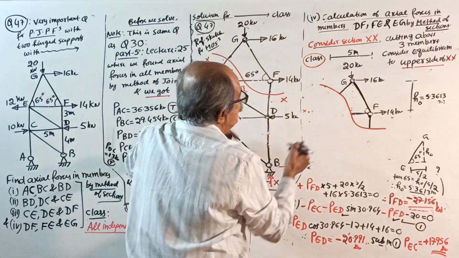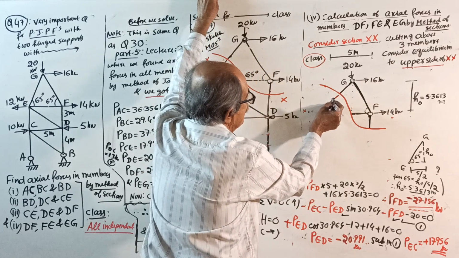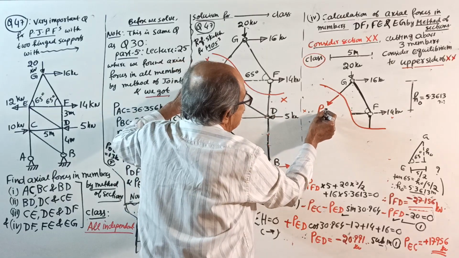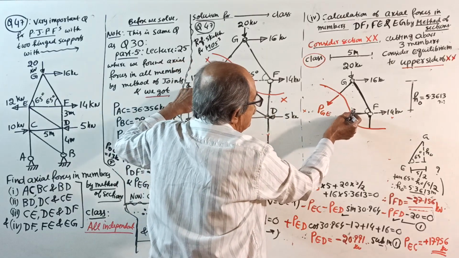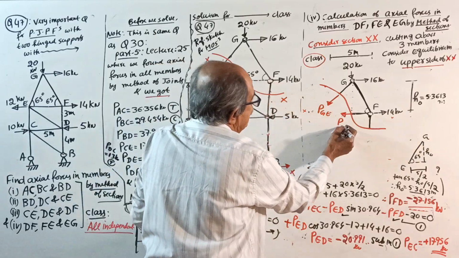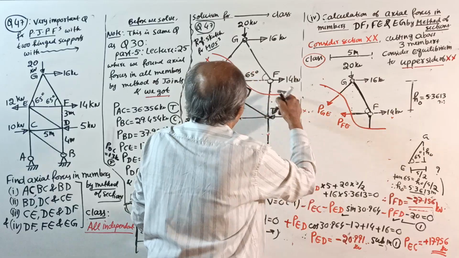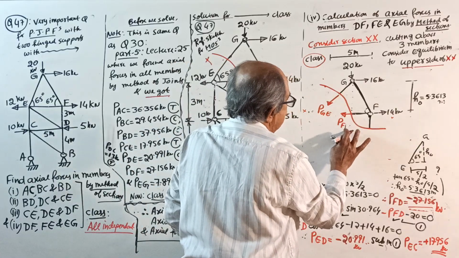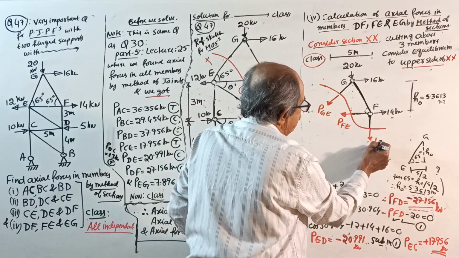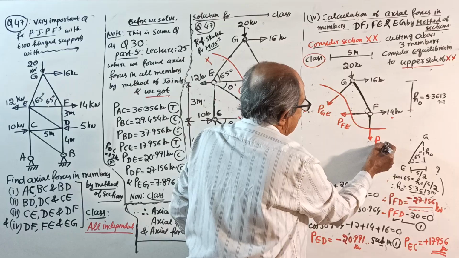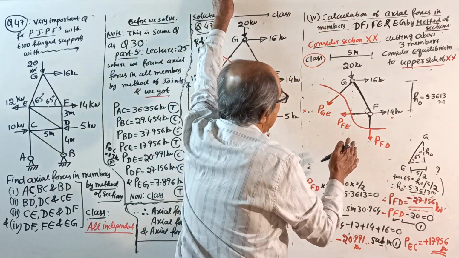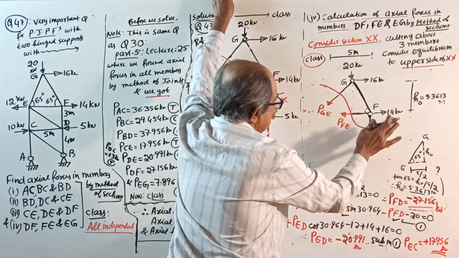Okay. Now, P for GE, P for FE, P for FE here, P for FD. Okay, now see, everything is over, leave it now.